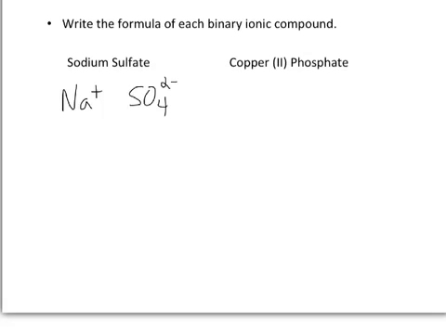Alright, so when I write the formulas for these, in order for these to balance out, because the sulfate is -2, I need 2 sodiums to balance that out. Or if I use the trick where I swap the charges for the subscripts, the sulfate will get a 1 subscript, and the sodium will get a 2. So the formula is Na2SO4.